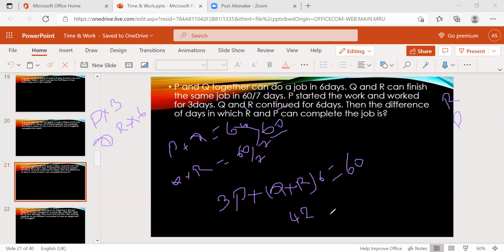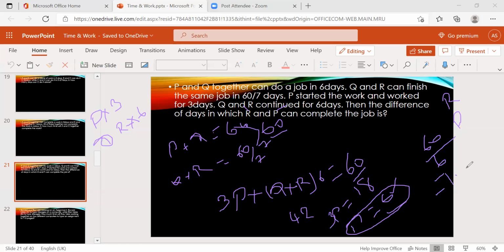And the remaining is 3P. Now 3P equals 60 minus 42. It's nothing but 18, right? So 3P is 18. Now P equals 6, right? So we know P's efficiency, that is 6. Now P's efficiency is 6, so how many total days can P work? 60 by 6, 10 days. P will take 10 days.